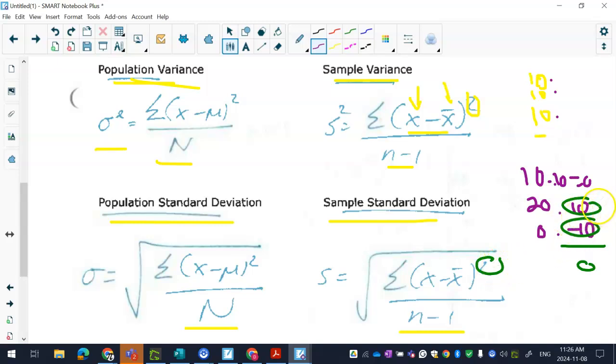Okay, so if I square this, it would be 100. This would be 100 also. The key is not the size. We're not worried about the numbers so much as the fact that we want these numbers all to be positive, because we don't worry if this is 10 cookies and that's 20 cookies and that's 0 cookies. I don't care which direction that's in. This is the negative direction, this is the positive direction. What I care about is the distance from the mean.